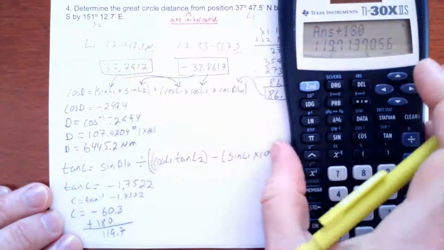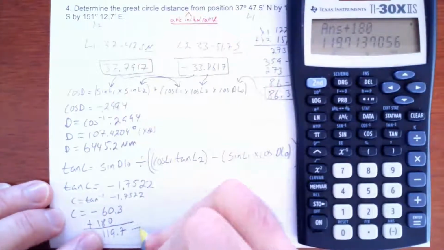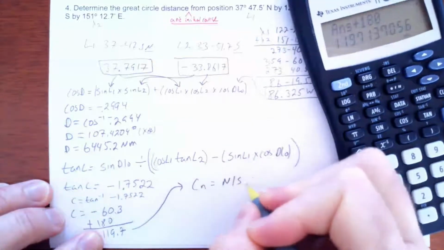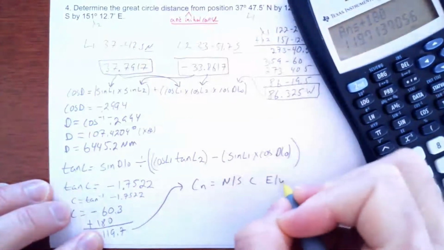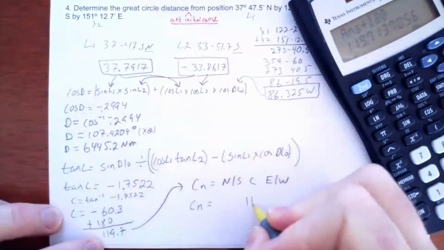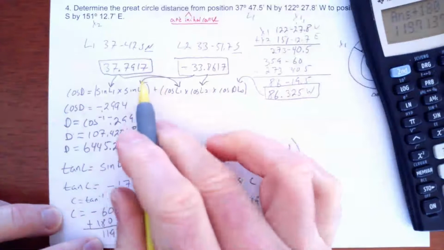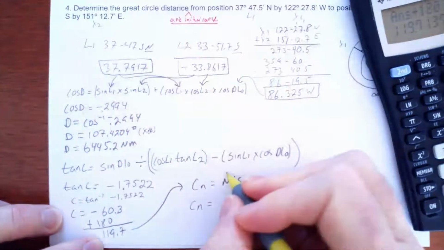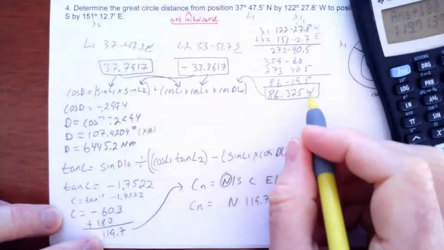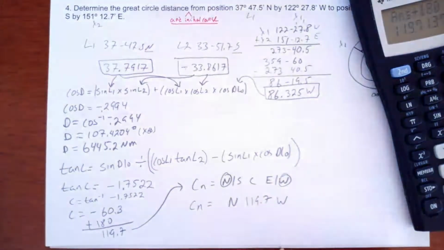So now I have to figure out what my relationship is between C and Cn. I know that Cn is north, south, C, east, west. Okay, so now I know what my C is. So Cn is going to equal 119.7, and my prefix is going to take the name of L1. L1 was north, so this is going to be north. And the suffix is going to take the name of D low, which is west.